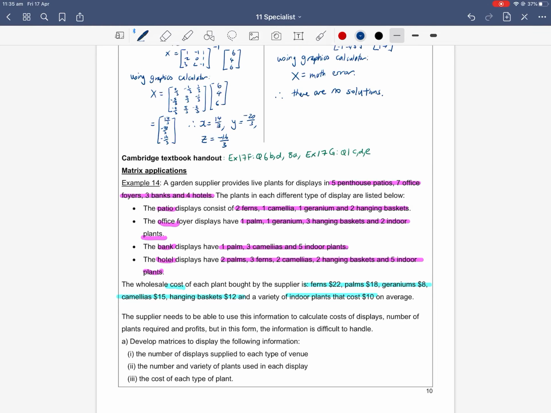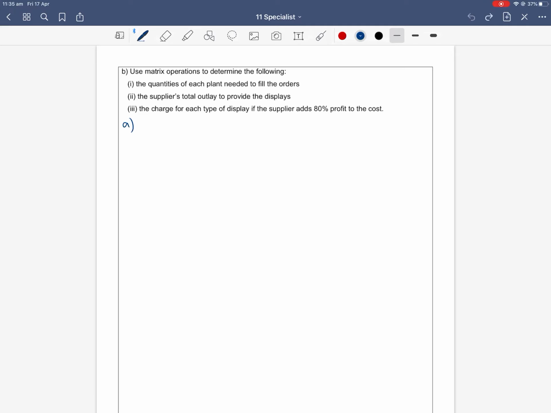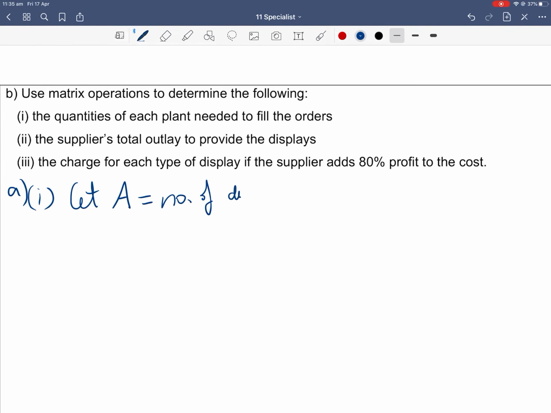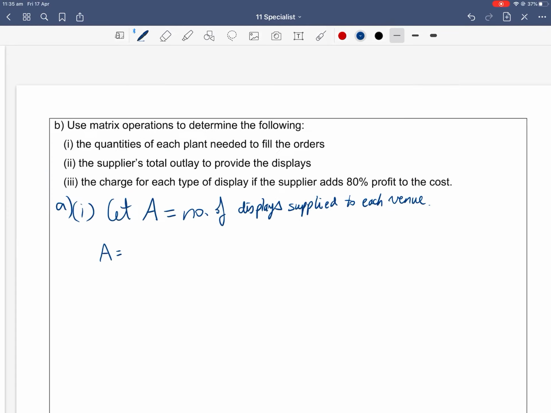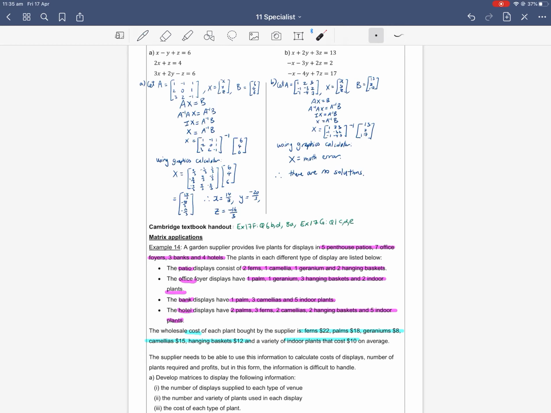So the first thing we want to display is the number of displays supplied to each venue. So let's define our matrix. So this is part 1. Let capital A be the number of displays supplied to each venue. Okay, so how many different venues do we have?